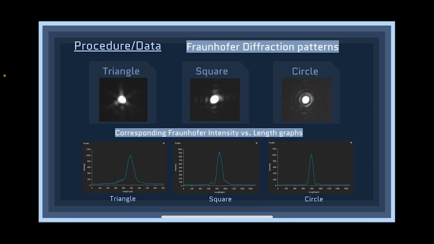As we moved the lens and camera further away, we saw the Fraunhofer diffraction patterns. These showed each aperture's Fourier transform, which were a triangle transform for the triangle, a 2D sinc pattern for the square, and an Airy disk for the circle. We adjusted the exposure to help us get clear peaks in our Fraunhofer intensity plots.